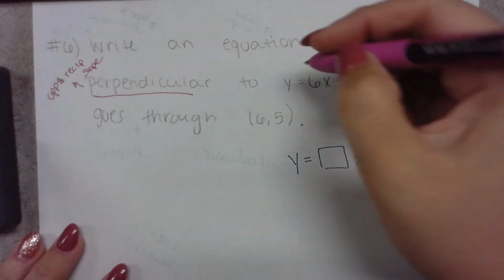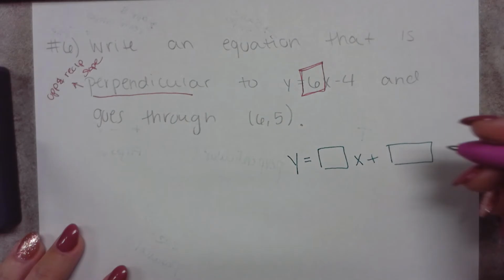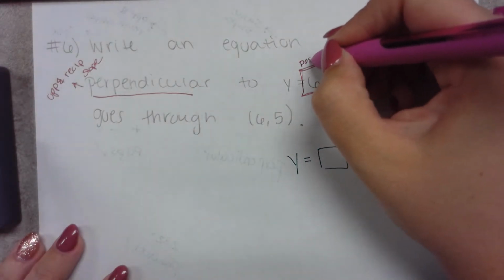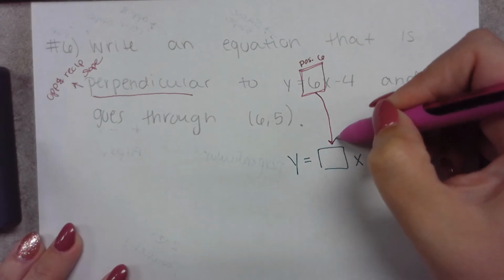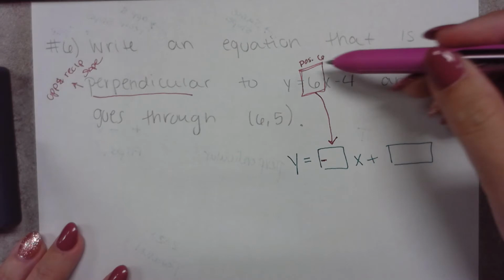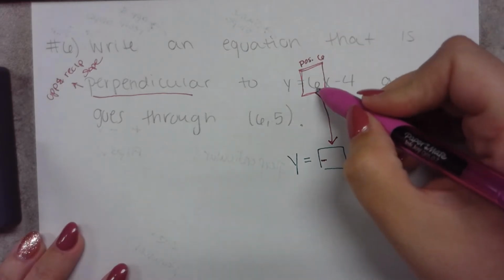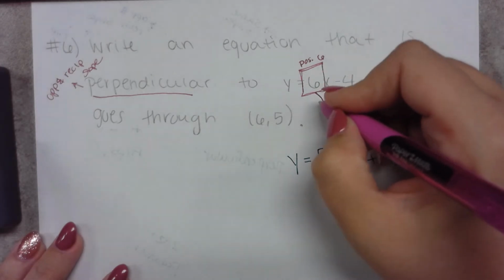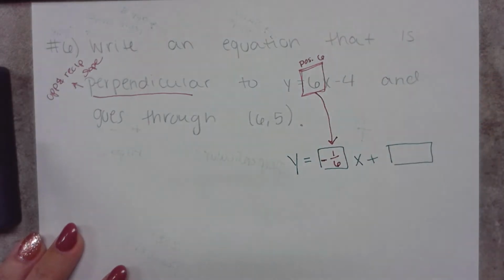So if I look at this slope right here, this slope is positive 6, right? So that means when we write this slope, if this is positive, then this slope needs to be negative because we need one positive, one negative, and then we also need to flip it. So if this is 6 over 1, then when we flip it, it becomes 1 over 6.